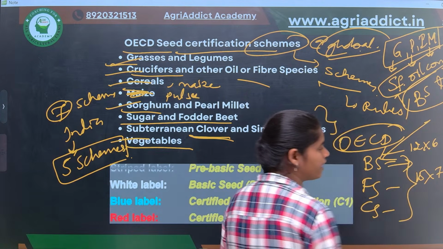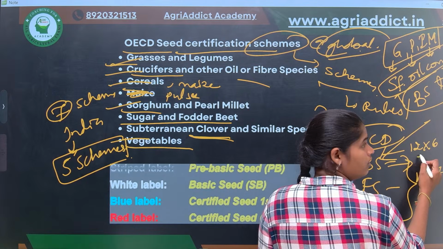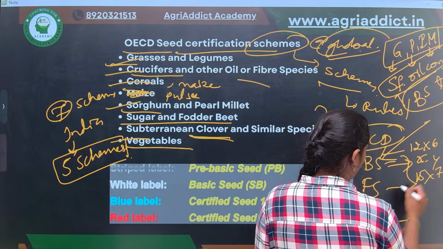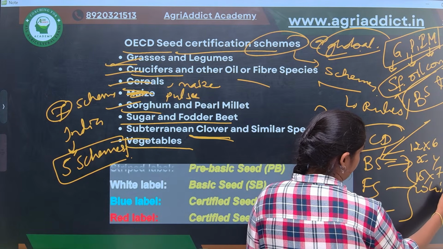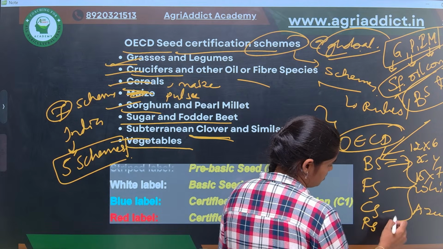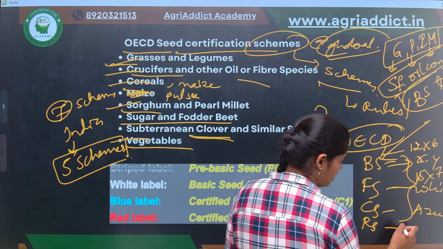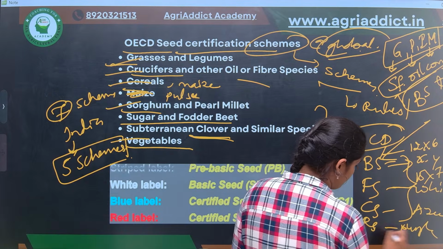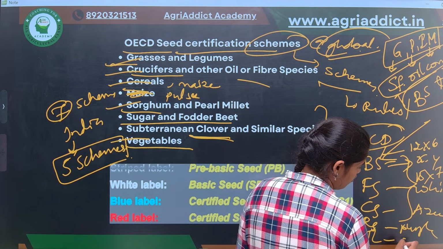So we know the tag colors also. For breeder seed, it is golden yellow. For foundation, it is white. For certified, it is azure blue. Just for purpose, I'm telling. For registered, it is purple, and for truthful, it is opal green.